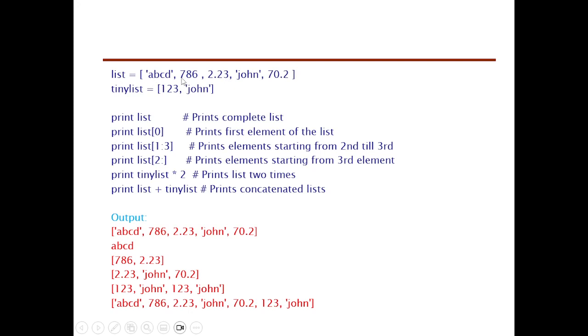So you have abcd, 786, 2.23. This is what is inside the list. Then the tiny list is 123, john. So print list prints the complete list. So this will display this one, this is the output. Print list[0] will just display abcd, because we start with 0 once we are having arrays. Print list[1:3] will just display 786, 2.23. This one.